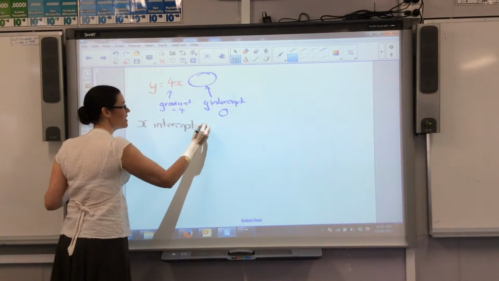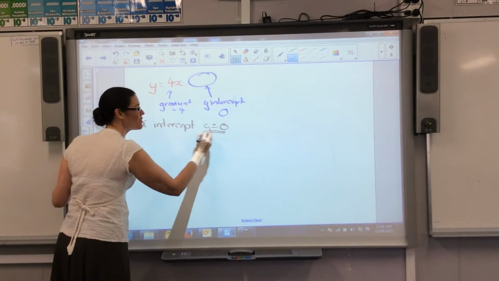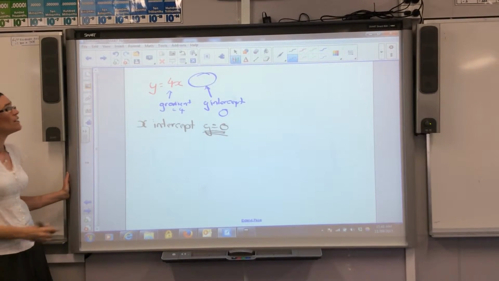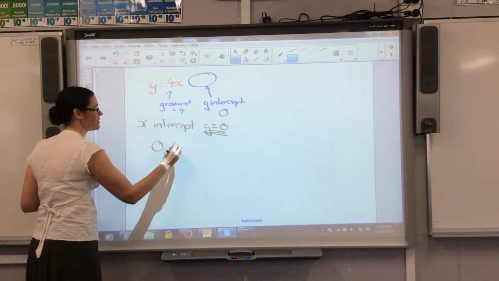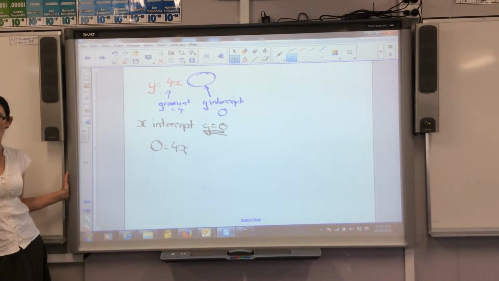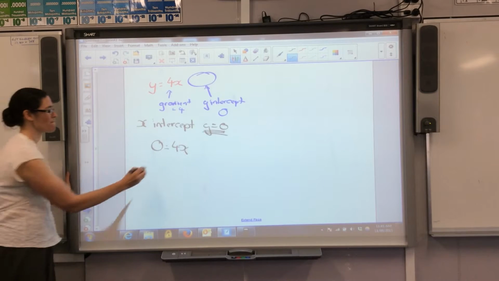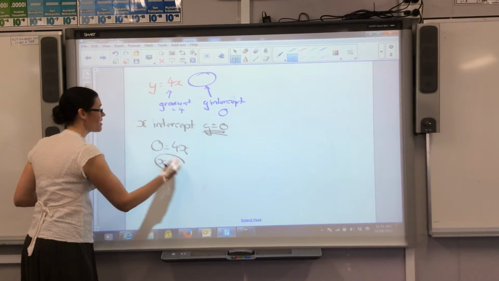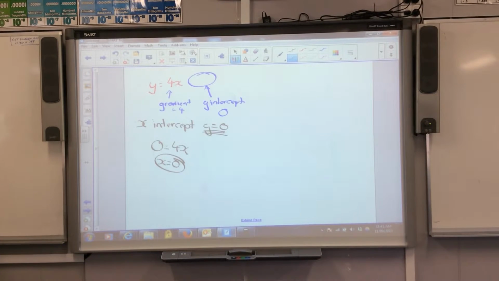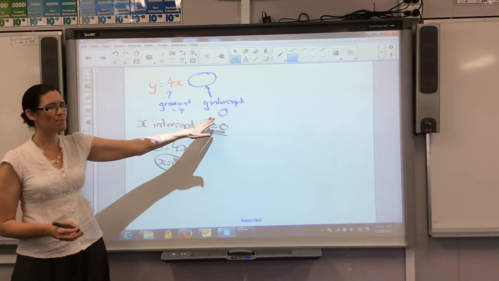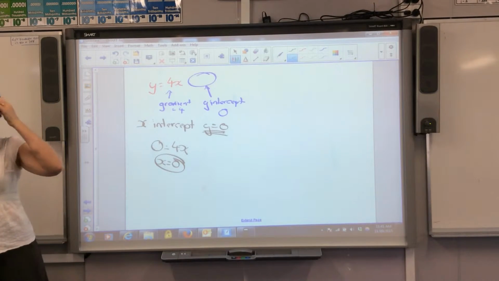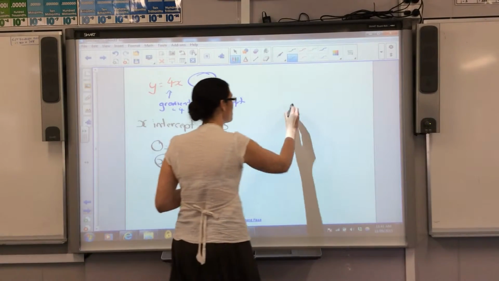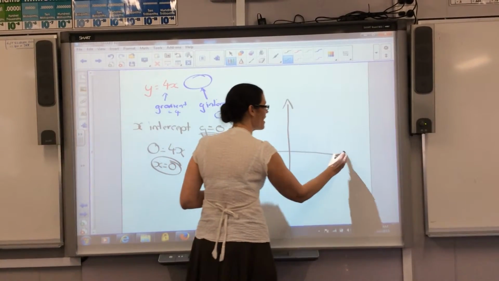The x-intercept is always when y equals 0. So 0 in here. What does x have to equal? 0. Okay, I have the x-intercept at 0. The y-intercept is 0 and a gradient of 4. So if I try to graph using my intercepts, it's not going to work. Why?